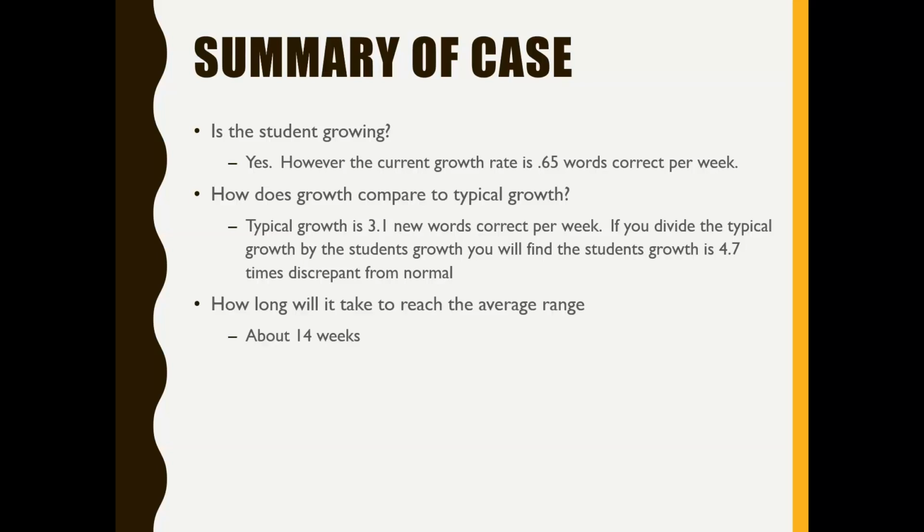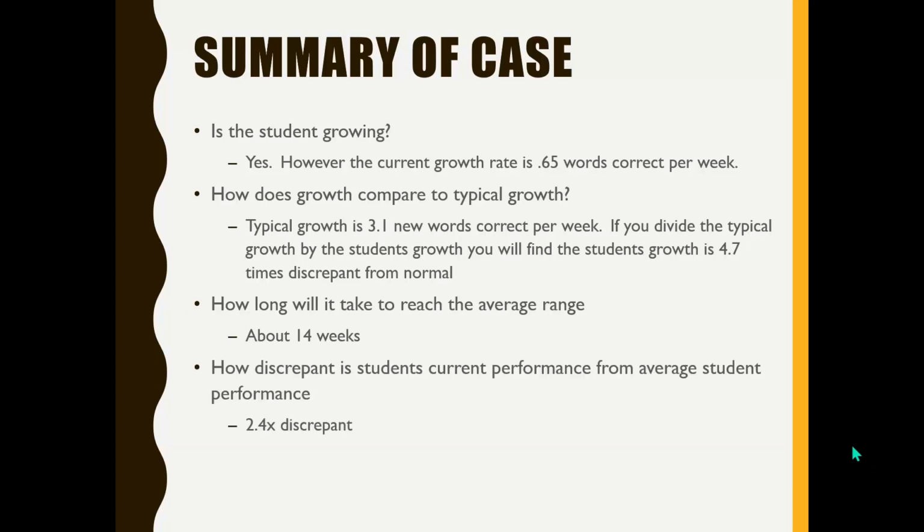So how long will it take to reach the average range? It was about 14 weeks. Typically in Cleveland County, when we're inside of a year, we're feeling fairly confident that the student is doing well enough responding to intervention. However, and finally, how discrepant is the student's current performance from average student performance? Based on the metrics that the graph calculated for us, the student was 2.4 times discrepant from average student performance.